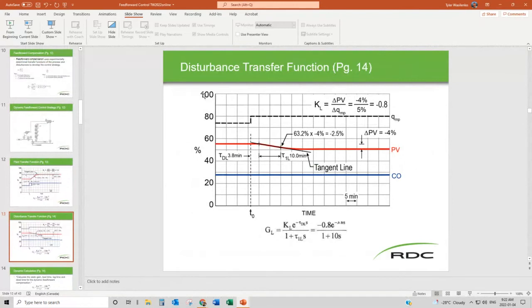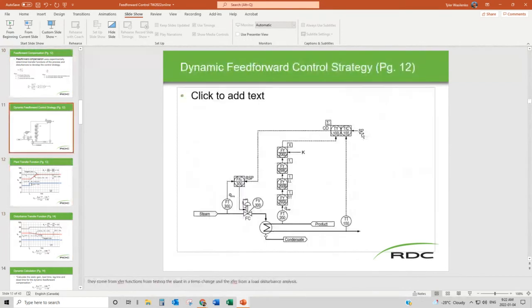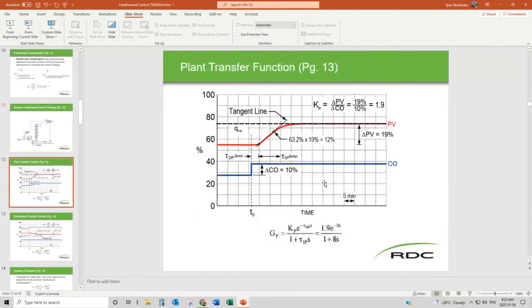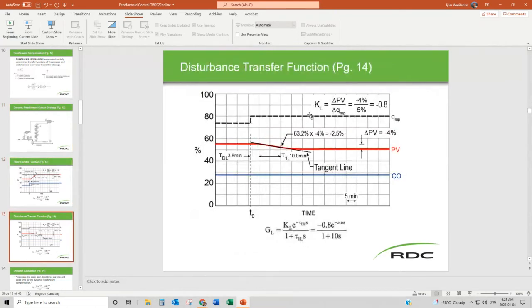Now we have to do the disturbance transfer function. Same test, same process in order to get all those variables again. So controller output, or load disturbance in this case, not a controller output change. In this case, we would be changing the flow of the fluid going into our exchanger here. So Q MP here will be tied to the value of change that we make in the feed of this product right here. Okay, so we change that feed rate a little bit.